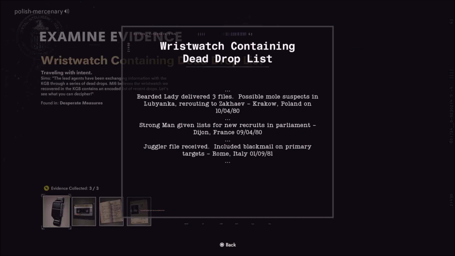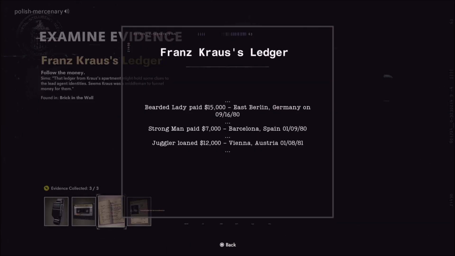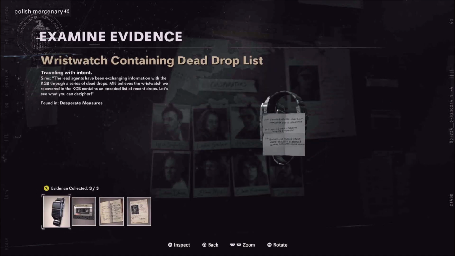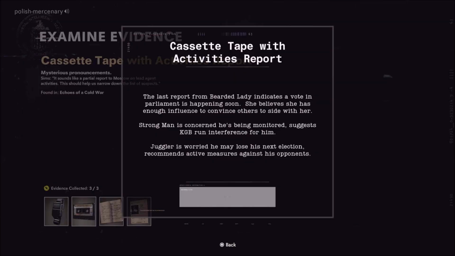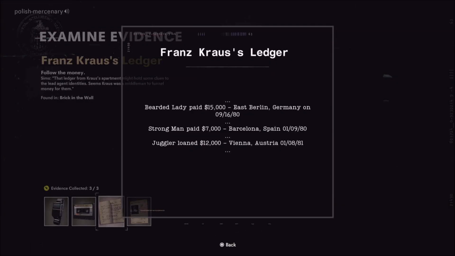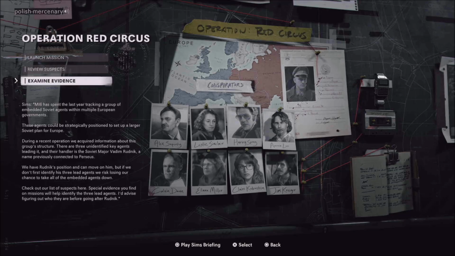Let's look at Strongman now. Strongman given list for new recruits in Parliament, Dijon, France, September 4th, 1980. Okay, so we know Strongman was in Dijon, France on September 4th. Okay, so what do we know about Strongman? Strongman is a he. And Strongman was in Barcelona, Spain on January 9th, 1980. Let's look at the suspects again.